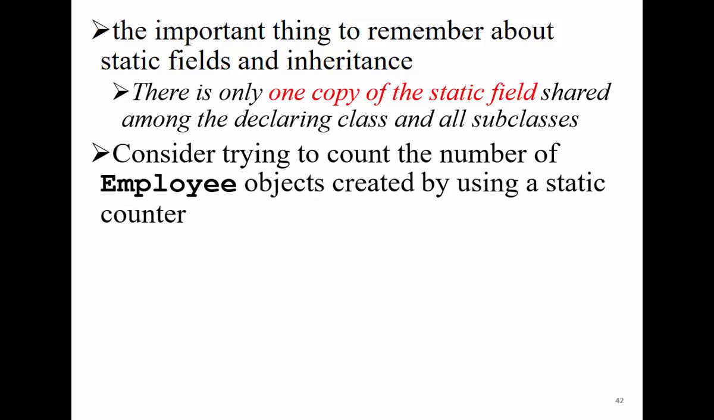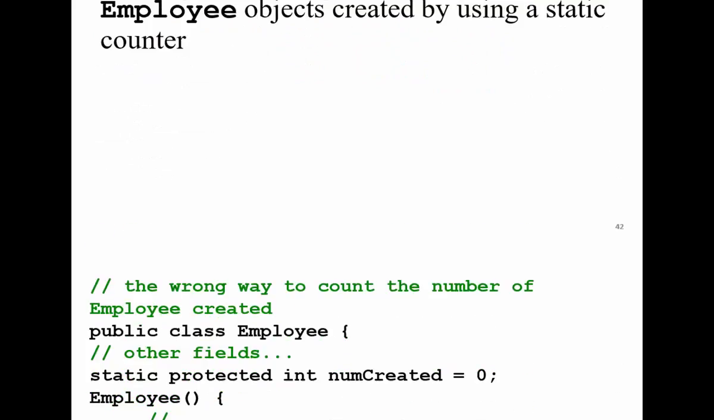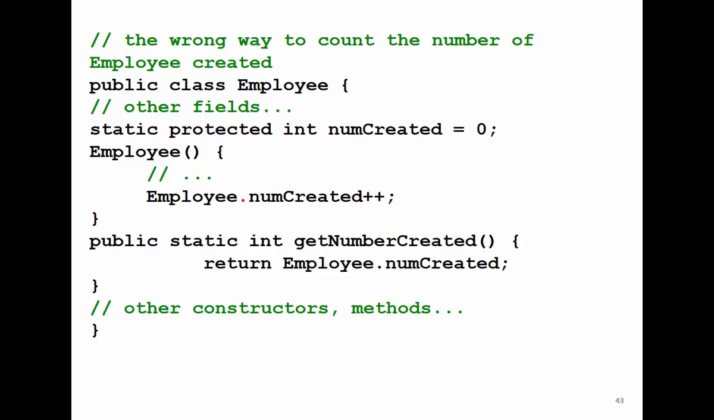So consider the example where you try to count the number of employees that you create inside your applications. You say I will have a public class Employee, and I create a protected static field. The name of the field is numberCreated, and the type is protected static integer. So there's only one copy of this one. Then inside the Employee constructors, I access this static field and increment it. Whenever I create an instance of the Employee, I increment that static field.